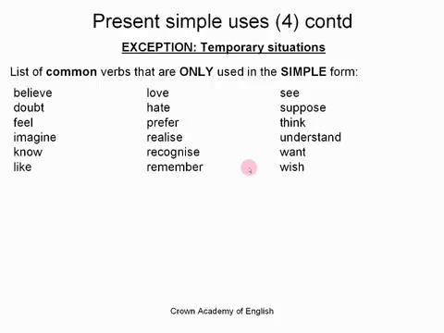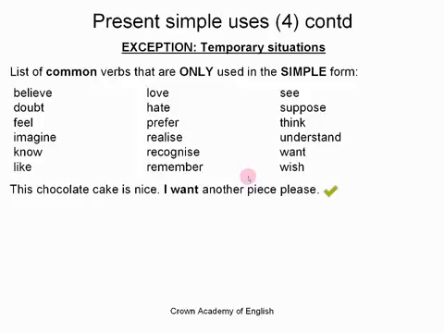Okay, so if you look at them, you can notice that most of them are expressing some kind of an emotion or some kind of mental state. Okay, and that is why they can only take the present simple. Okay, so for example, let me give you a couple of examples and I'm sure you'll understand. So we would say, this chocolate cake is nice. I want another piece, please.